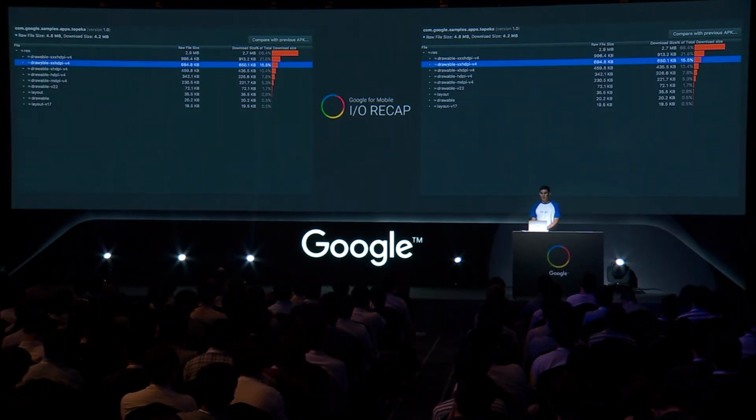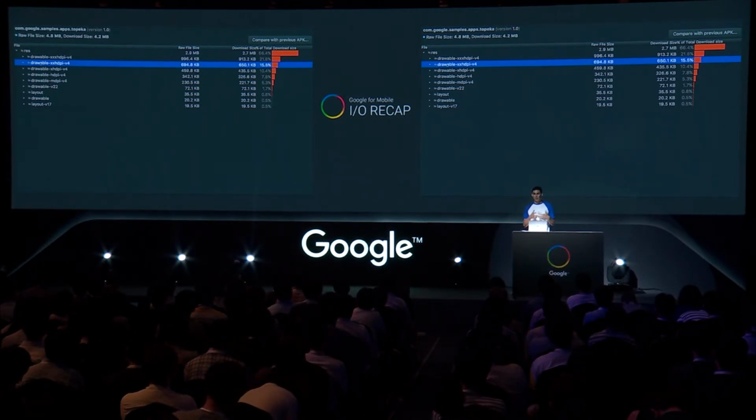Now below that, we see the other density buckets, xxhdpi, xhdpi, hdpi, and so on. And that makes sense because we have to keep the drawables in different resolutions for different devices. However, there's a lot of duplication of resources here, and so I'll discuss some ways we can handle that a little bit later.